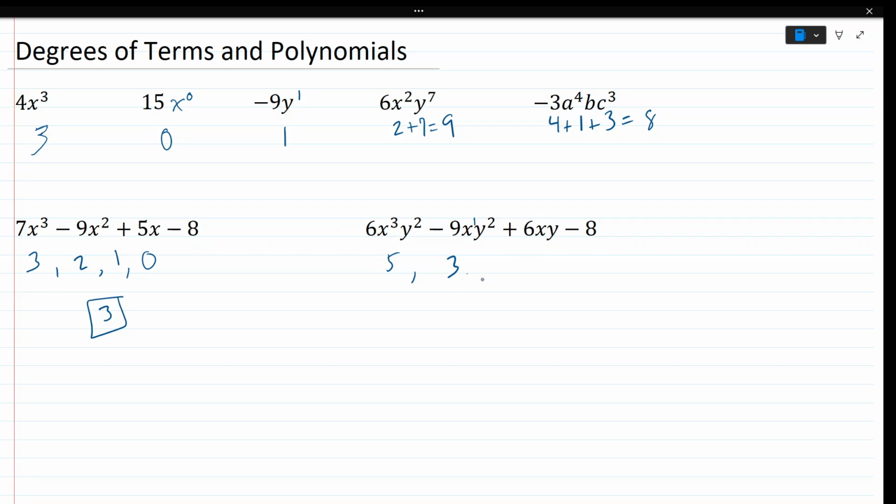The degree of the 6xy, again, that would be 6x to the first, y to the first, so that would be 1 plus 1, so that would be 2. And once again, the degree of any constant would be 0. So the largest of those degrees is 5, so that's the degree of the polynomial.